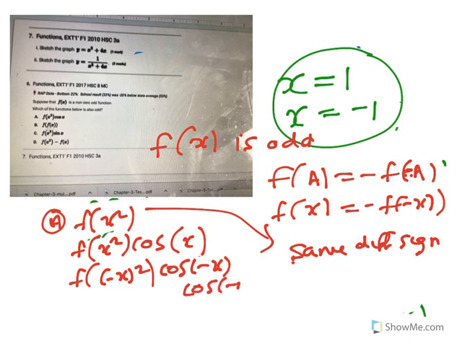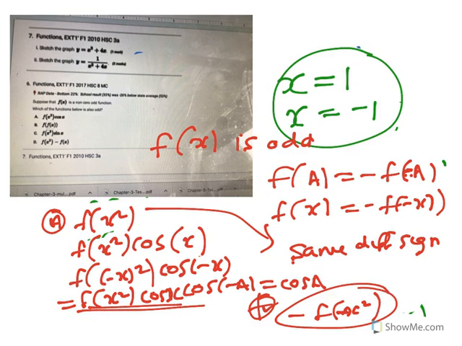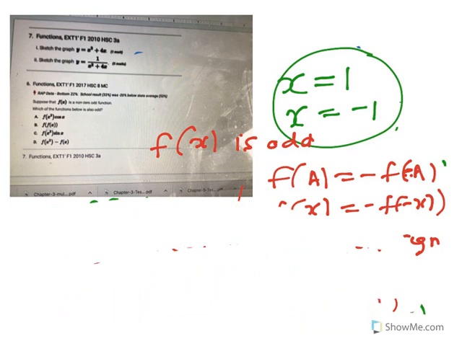Okay, so now cos of minus a is just cos a, because that is in the fourth quadrant, and cos is positive in the fourth quadrant. So that means that's going to be f of x squared, that's cos x. So that means that you don't get negative f of x squared, negative f of negative x squared. That's not going to work. So that means that it's not A, because they're going to be the same thing. If I put in negative or if I put in positive, I'm going to get the same thing, and that one is even. Okay, so now let's look at B.